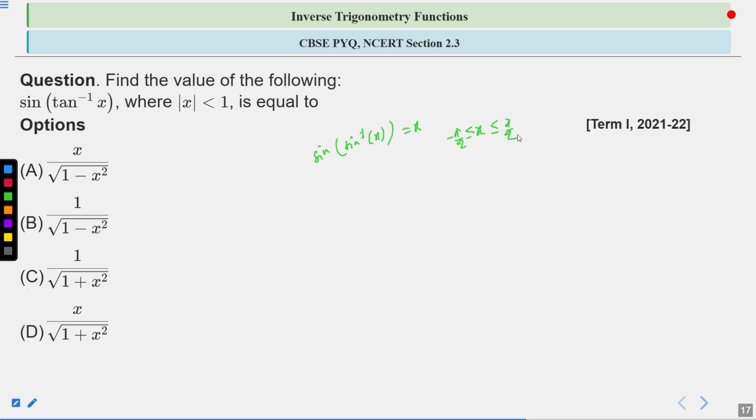And it is also given that mod x is less than 1, that is x belongs to minus 1 to 1, right? If x belongs to minus 1 to 1, then obviously sine inverse will lie between minus pi by 2 to pi by 2, right? So I am giving you 10 seconds to solve or think about this question. After that, we will move to the solution part.